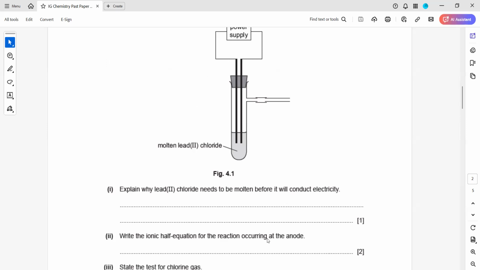Because in molten state, if you mention that electrons are free to move, that will not score the mark. You have to use the term ions are free to move.